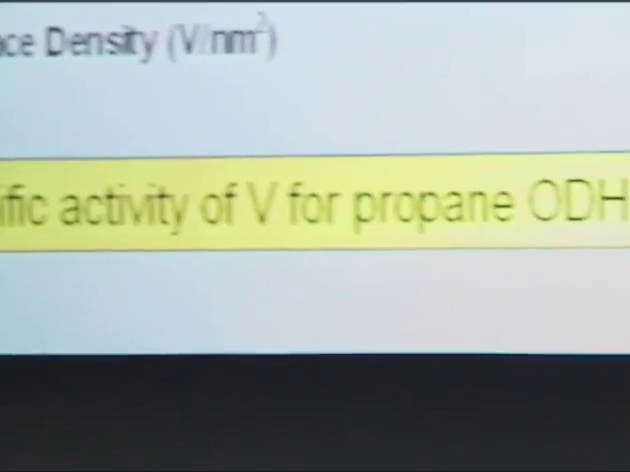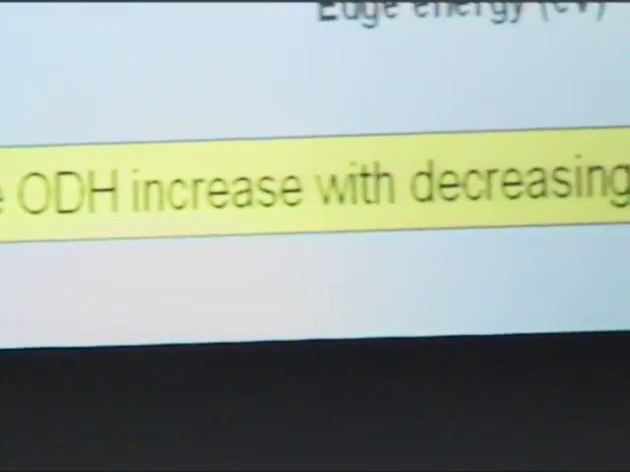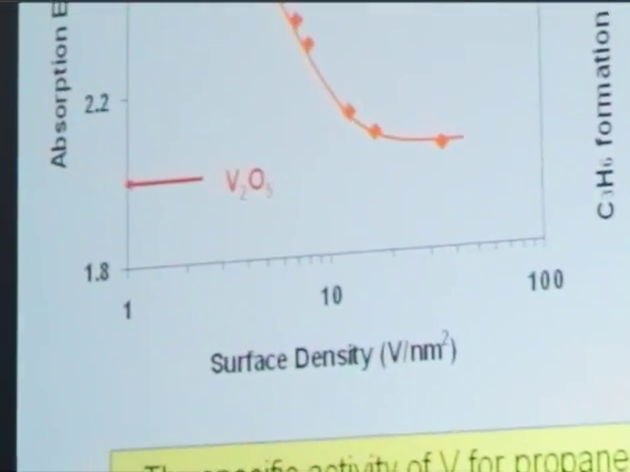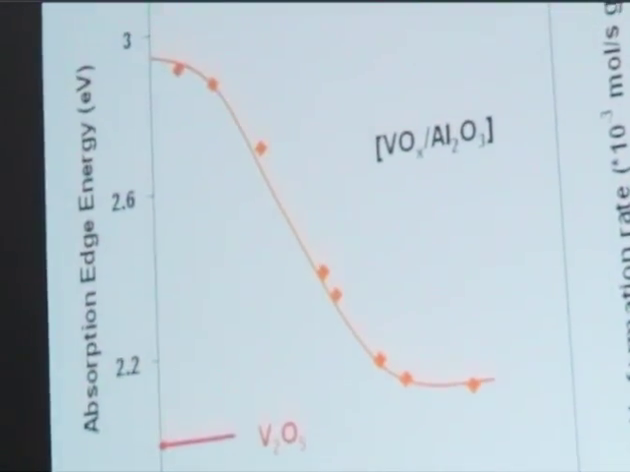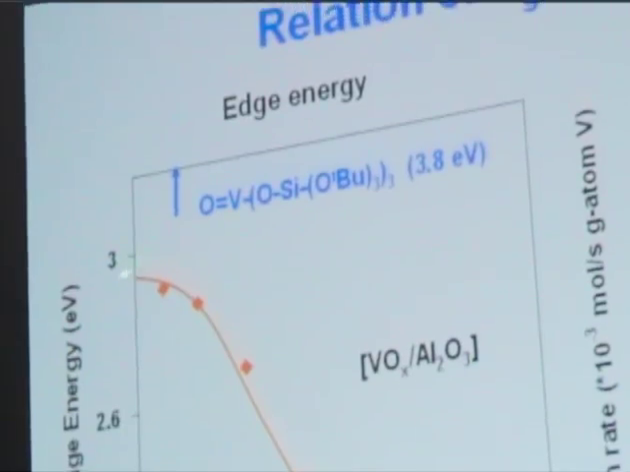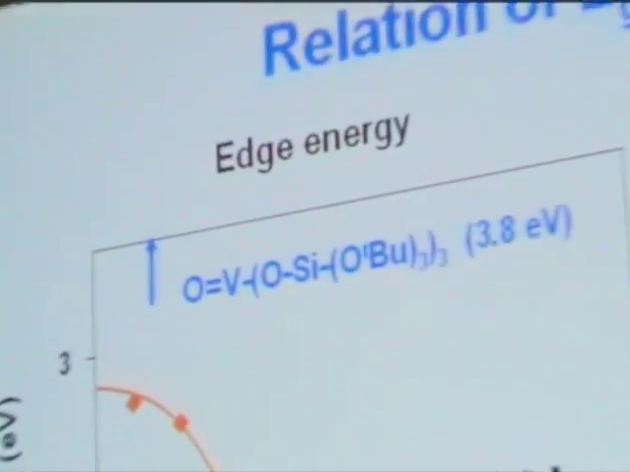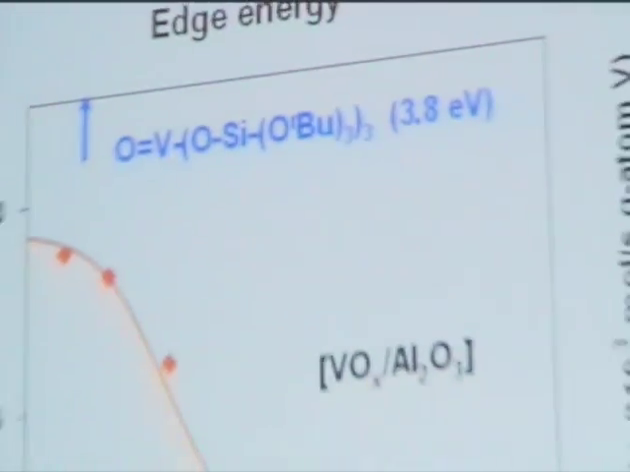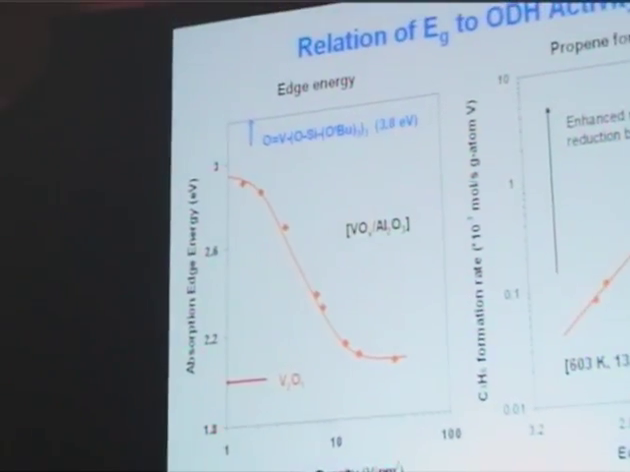Here is the absorption edge energy. Here is the surface density. And you can see there's a systematic decline in that energy band gap. So if you go to the monovanadates, they have a high band gap. V2O5 at the other end has a band gap that is lower. It's about 2 electron volts.